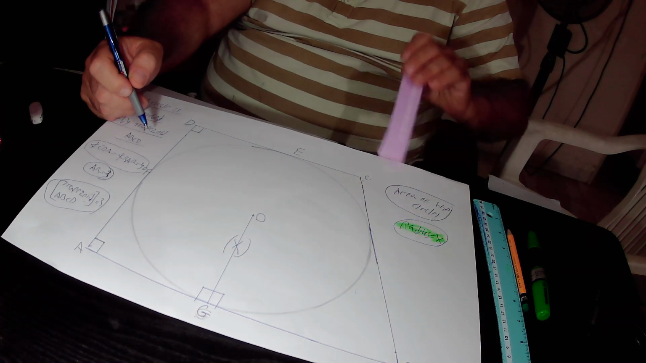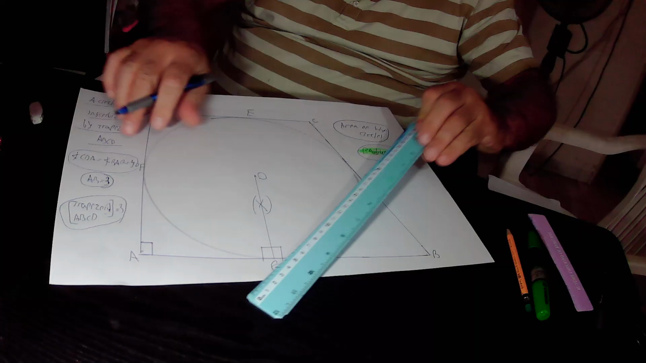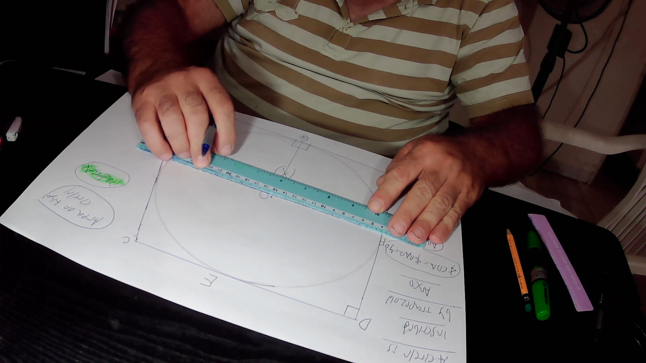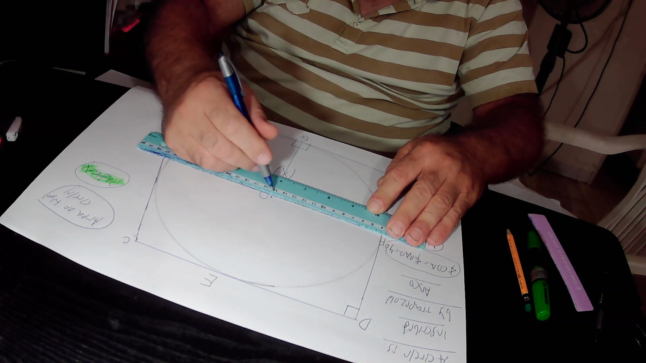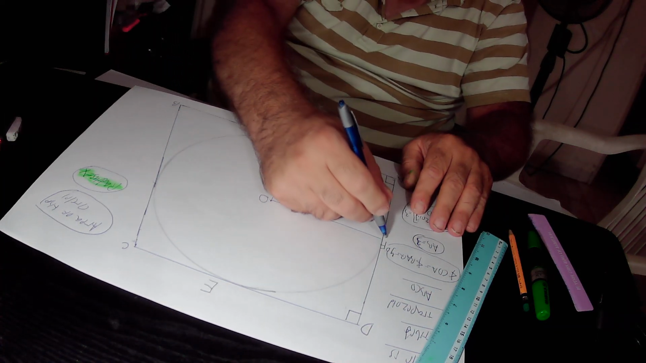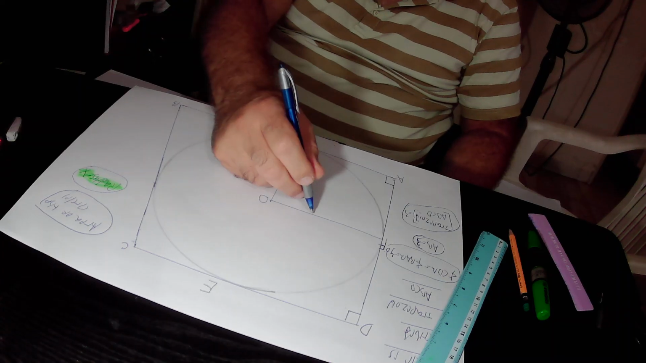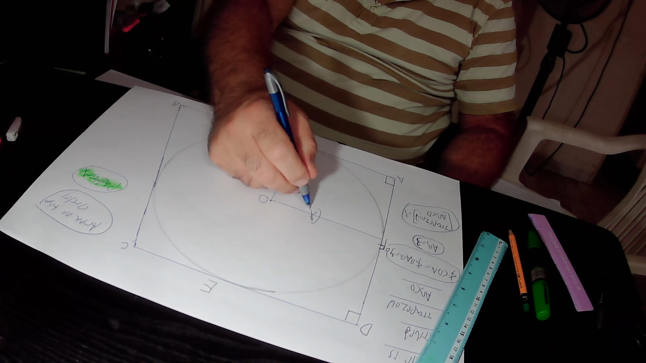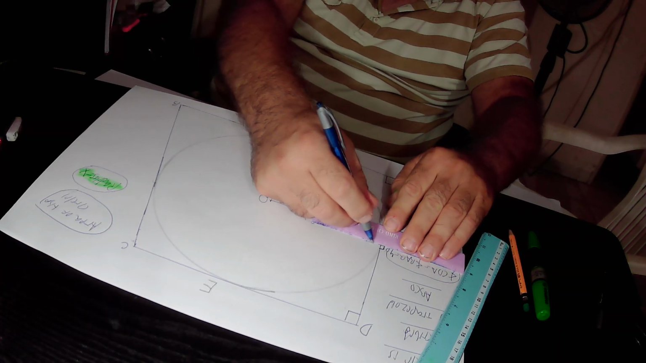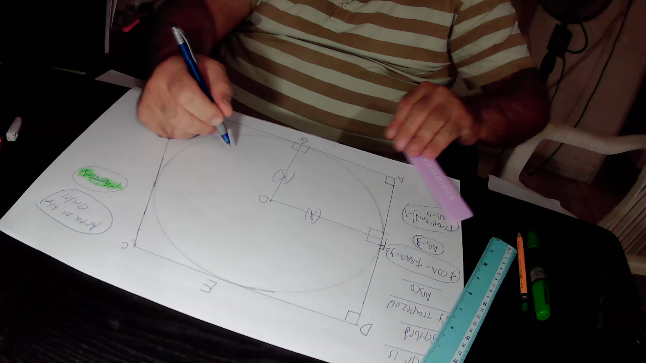Likewise, we join points O and F together by a straight line. OF is of course the radius of this circle, equal to x. And according to rule 1, this angle equals 90 degrees, and this angle also equals 90 degrees. Likewise, we join points O and E together by a straight line.